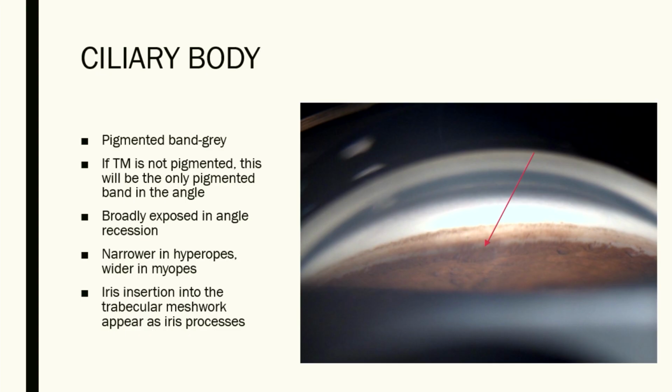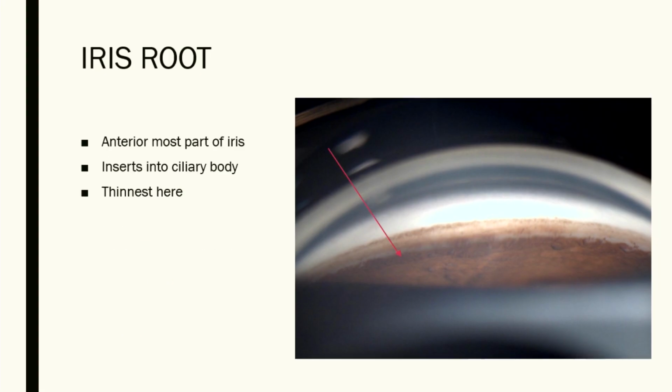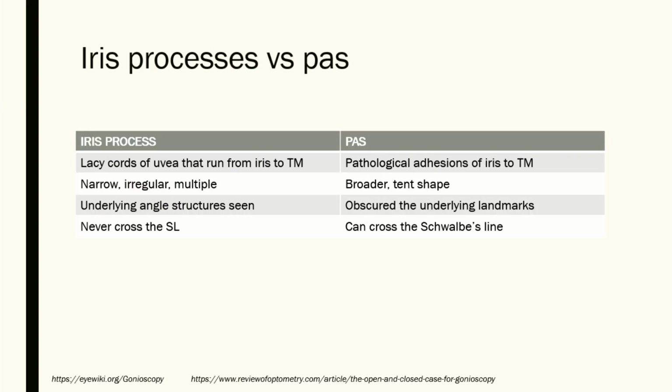Next, the ciliary body, it is a pigmented band. If the trabecular meshwork is not pigmented, then this will be the only pigmented band in the angle. It is going to be broadly exposed in angle recession and also going to be wider in myopes as compared to hyperopes. Next, coming to the iris root, it is the anteriormost part of the iris, which is the thinnest part, and this also inserts into the ciliary body.